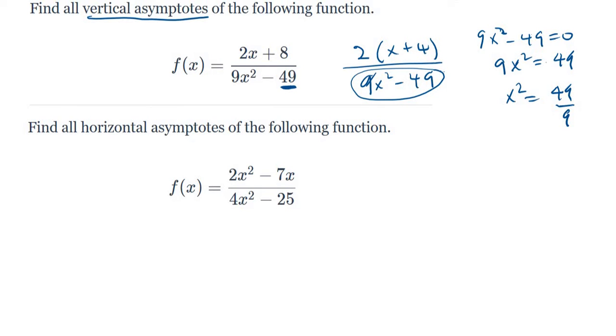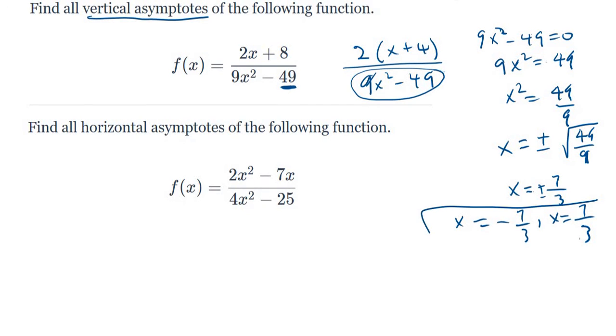And then you take the square root of both sides. X equals plus minus square root of 49 over 9. You always remember to put plus minus, okay? X equals, square root of 49 is 7. And square root of 9 is 3. So it's going to be plus minus 7 over 3. So there are two asymptotes. The first asymptote is x equals negative 7 over 3, and the other one is x equals 7 over 3. And that's what you type into the box right there, okay?